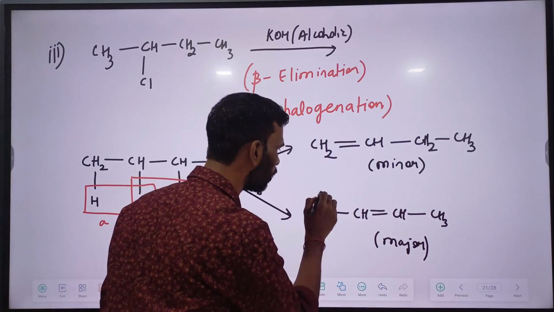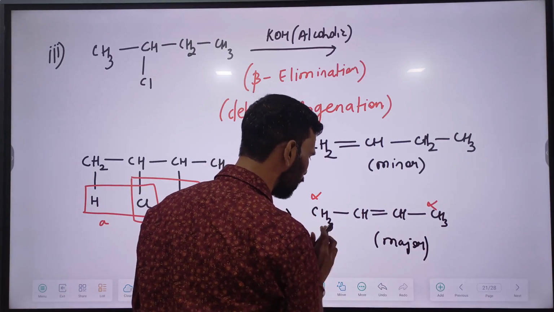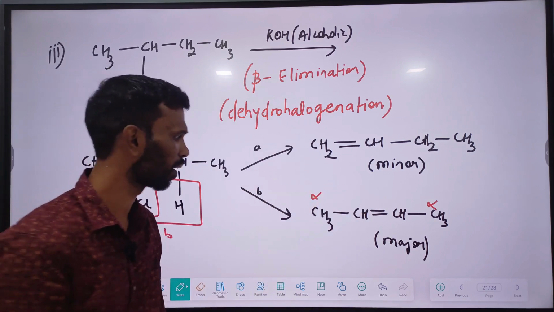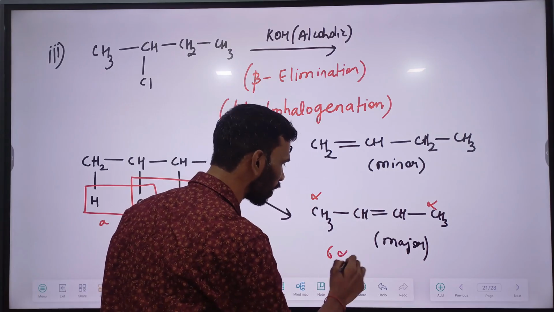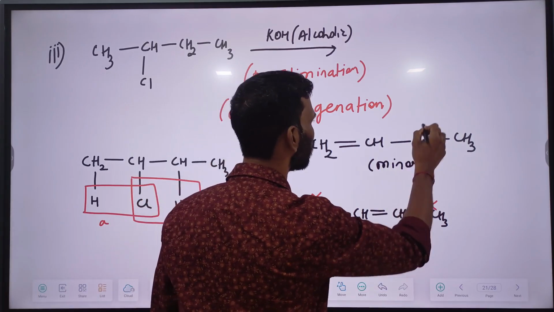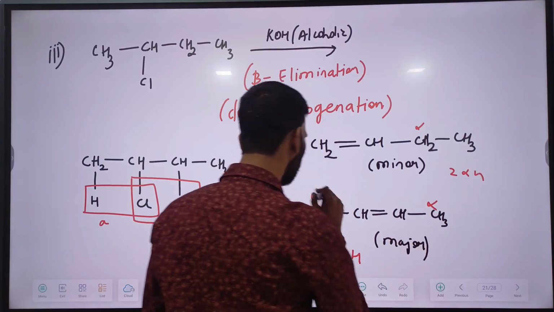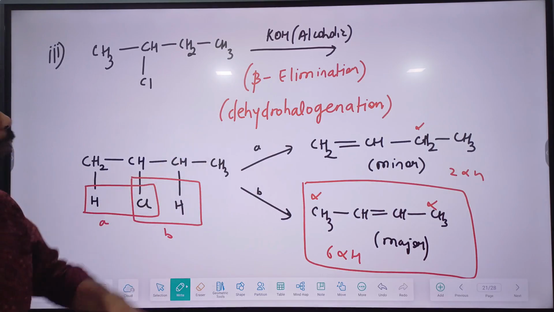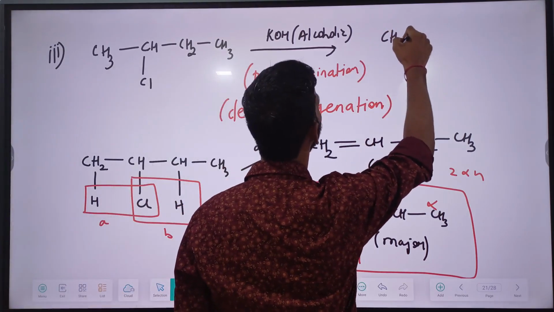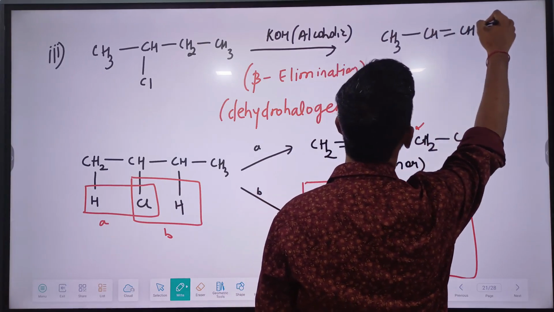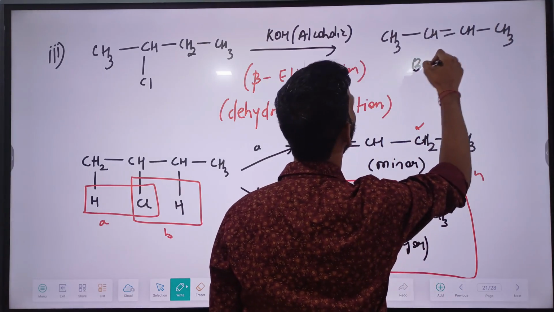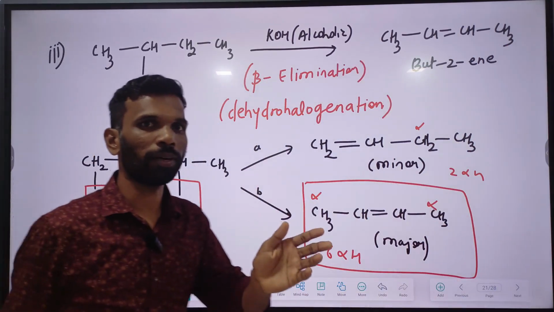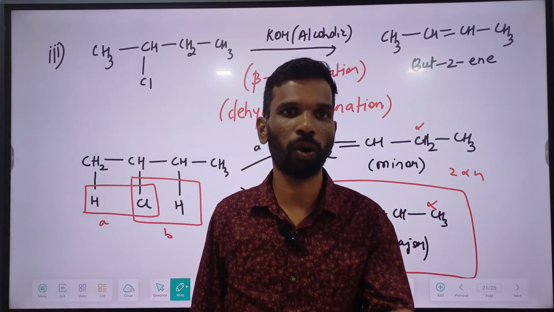Like this is your double bond, this is your alpha carbon, this is your alpha carbon, and the hydrogens present on the alpha carbon are called what? Alpha hydrogens, right? So here there are 3 plus 3, 6 alpha hydrogens. Here there are just 2 alpha hydrogens. So this is your major product. How to identify the stability of the alkene? So your major product over here will be CH3, CH, CH3, but-2-ene.